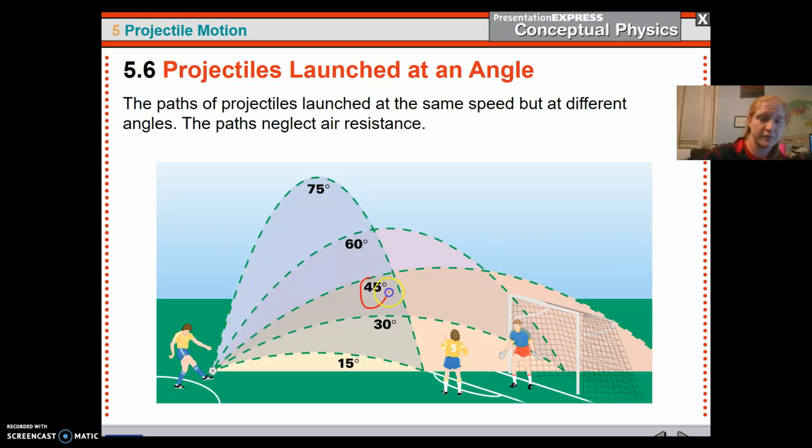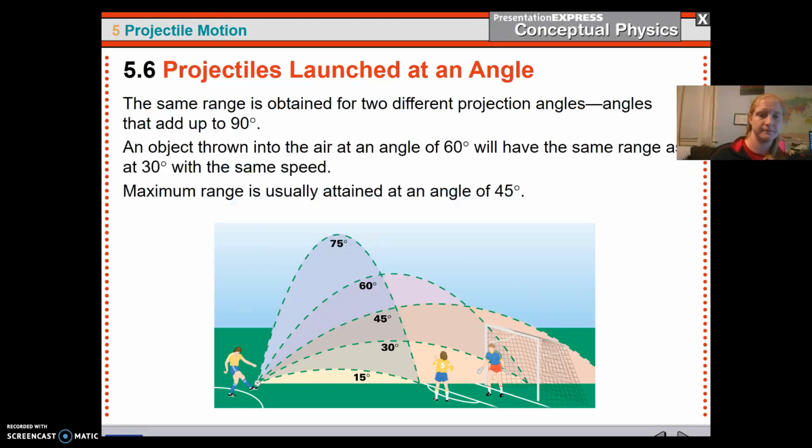The greatest range is 45. If you launch something at 45 degrees, it's going to go the farthest. 60 and 30 will have an equidistant, and 75 and 15 will be equidistant, and we'll test this out as well. And that's just because of the distance from the ground that it has to travel to arrive to its final destination. Okay. So pretty much the same range is obtained for two different projectiles for the angles that add up to 90. So anything that adds up to 90, your distance will be about the same, which is why the max range is usually like 45.